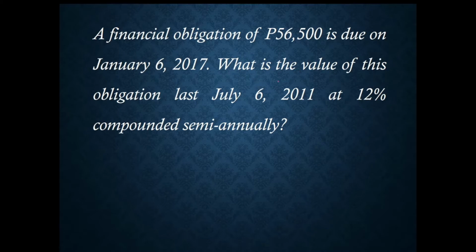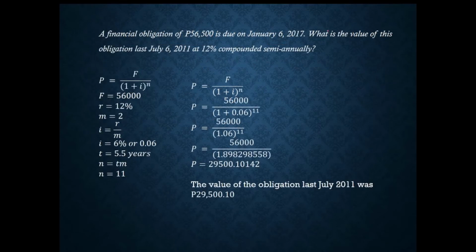In this case, the words "what is the value of this obligation last July 6, 2011" indicate that it was before or prior to the given date here, which is January 6, 2017. So it indicates a principal, or a value invested or borrowed. In this case, it's borrowed, since it's a financial obligation. So the future value given is 56,500 pesos because that's the obligation and that's the amount that needs to be paid. So let us now look at the values that we need to identify.